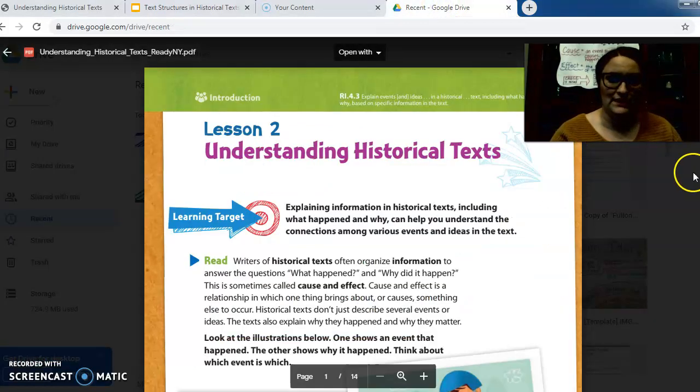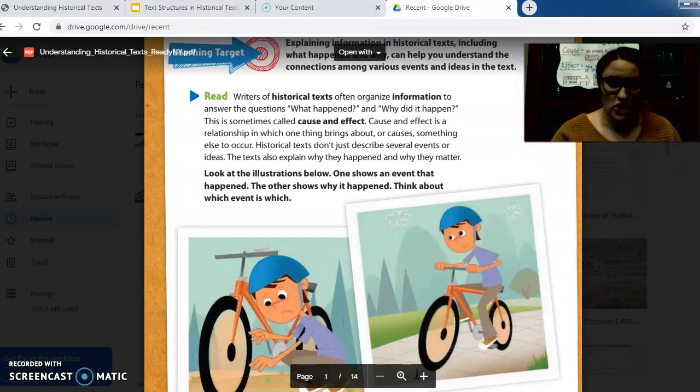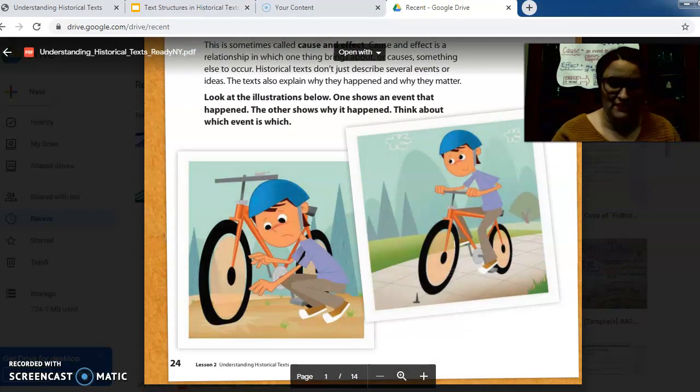So let's look at our little cartoon on our first page of our text. It says, look at the illustration below. One of the pictures shows an event that happened. The other shows why it happened. Think about which event is which. So the very first picture, the little boy looks sad. He looks upset. It appears something has happened because his bike has a flat tire. He's trying to figure it out.